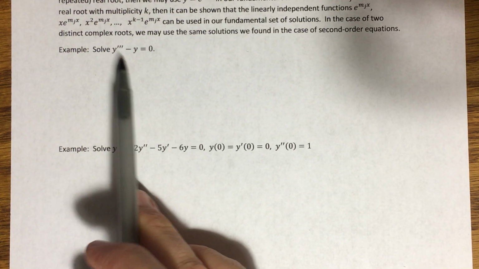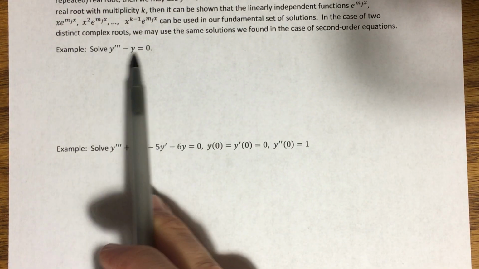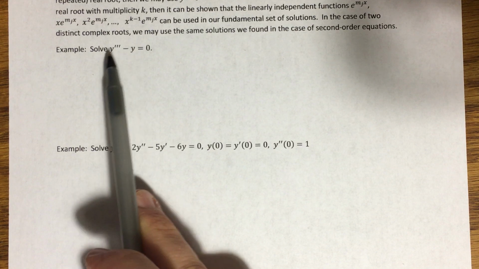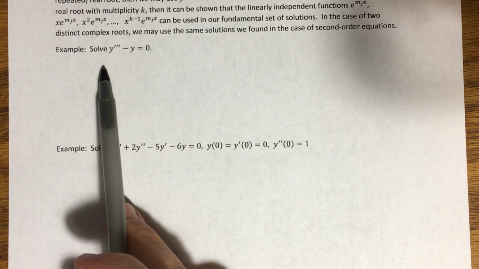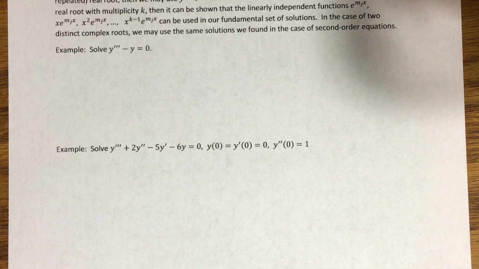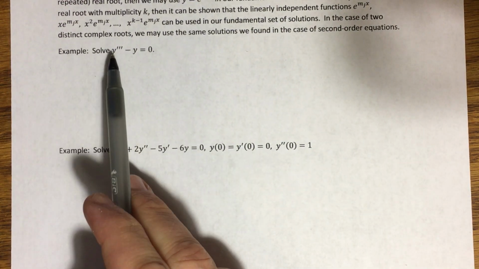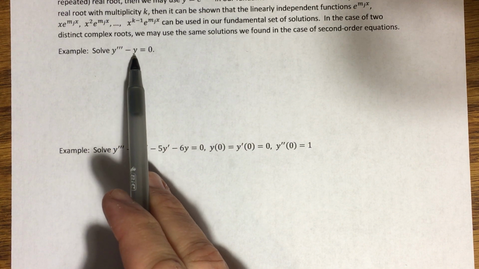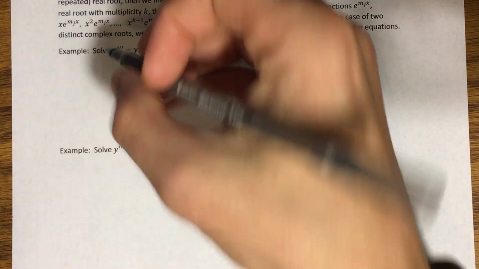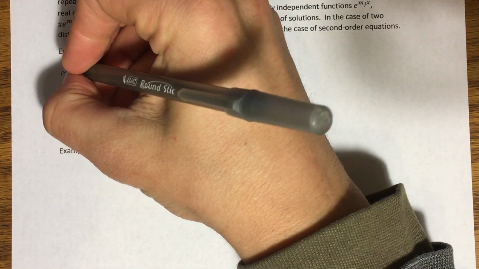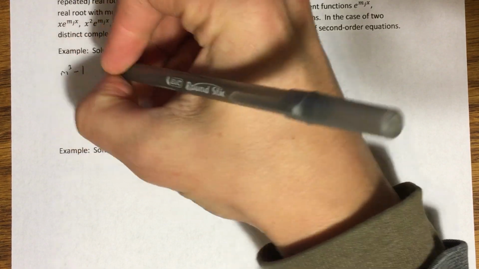This is a third order DE. Linear, homogeneous, it's got constant coefficients 1 and -1. And the idea here is the same as what we did in the second order case. So we want to come up with that auxiliary equation. In this case, it would look like m cubed minus 1. Remember that y gives us a constant term. So this is m cubed minus 1 equals 0.